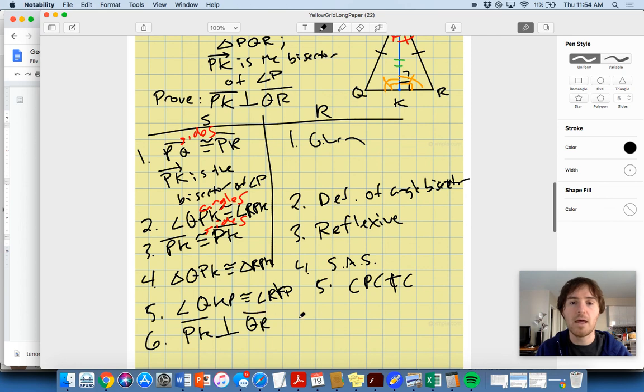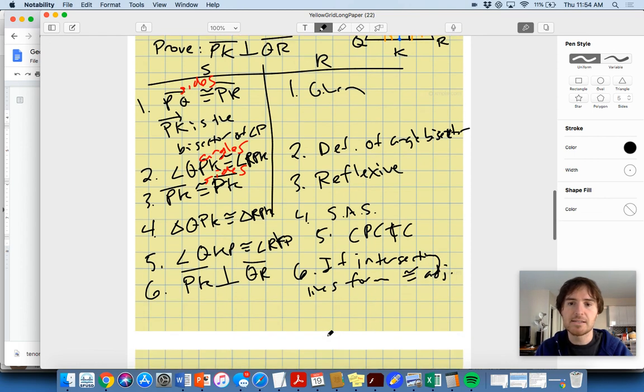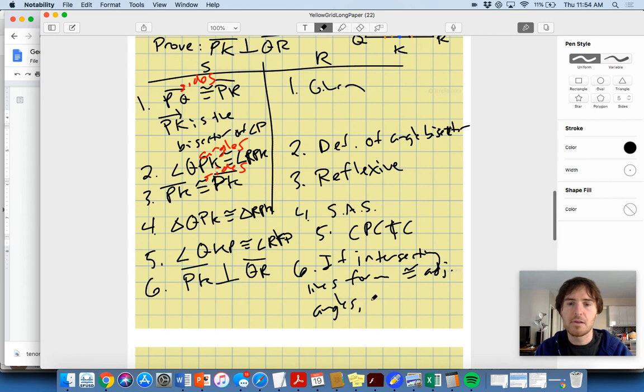QR, because if two intersecting lines form congruent adjacent angles, then the lines are perpendicular. And we're good to go.